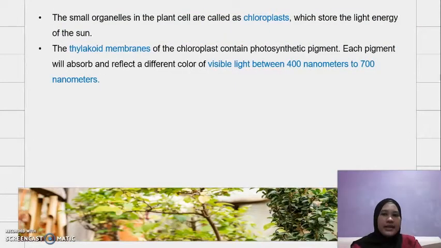The small organelles in the plant are called chloroplasts, which store the light energy of the sun. Chloroplasts have thylakoid membranes that contain photosynthetic pigment. Each pigment will absorb and reflect different colors of visible light between 400 nanometers to 700 nanometers that can be seen with our eyes.